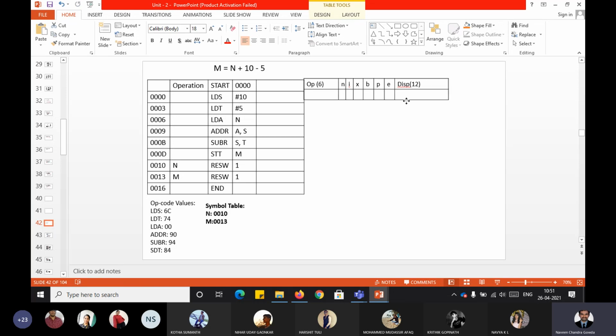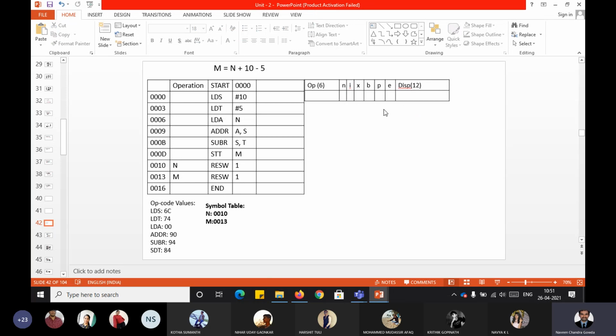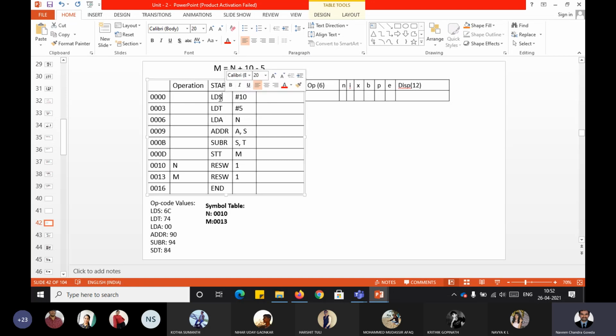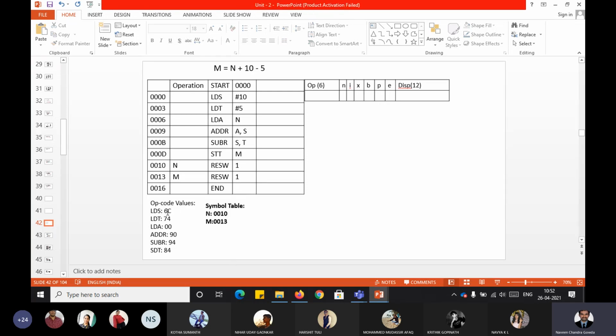Now this is the format 3 which I'm talking about right now. This LDS #10 is definitely a format 3. So this is the format: opcode followed by NXBP followed by the displacement. Now my dear students, what is the length of the opcode? The length of the opcode is 6 bits. Here the opcode is the LDS mnemonic. What is the opcode of LDS? Here it is given as 6C.